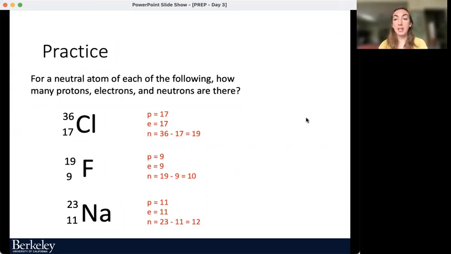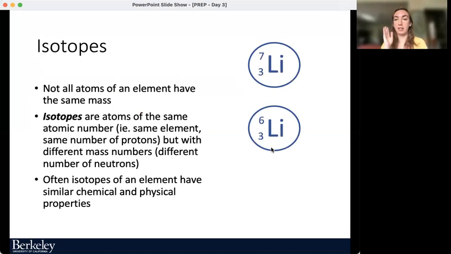Like we have talked about, chlorine, for example, if it has 17 protons, it is chlorine. Every atom of chlorine anywhere in the world has 17 protons, because if it didn't have 17 protons, it wouldn't be chlorine. However, not every atom of chlorine will have 19 neutrons. The 17 will always be true for chlorine, but some atoms of chlorine might have a mass number of 37 or 35, which would mean it has a different number of neutrons. So that is called an isotope.